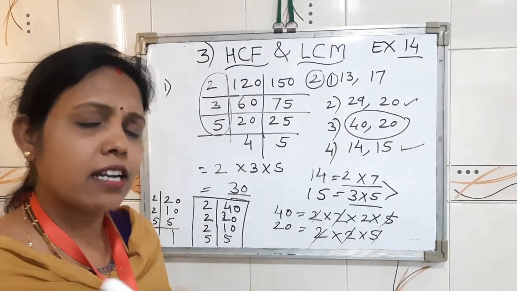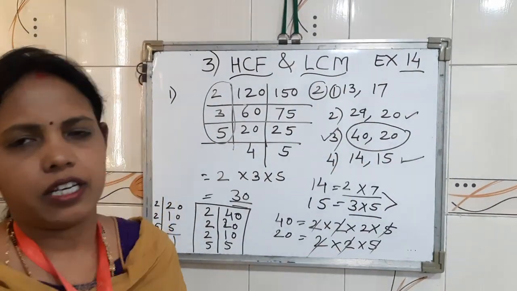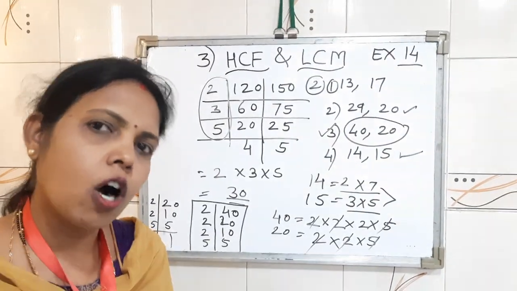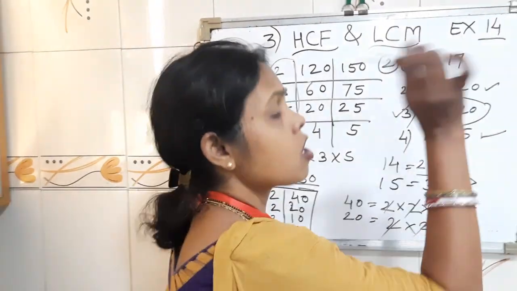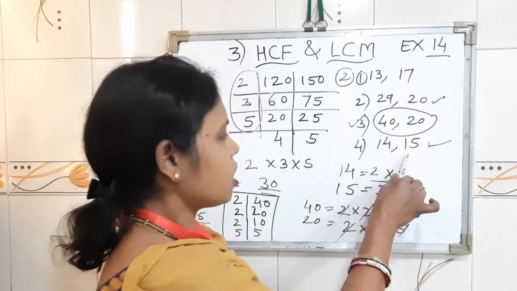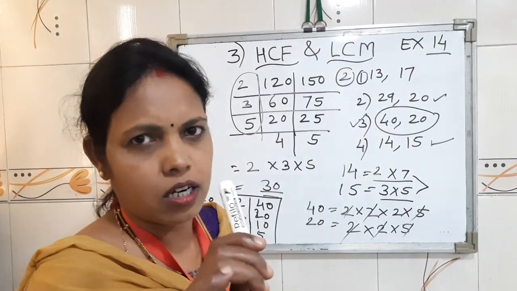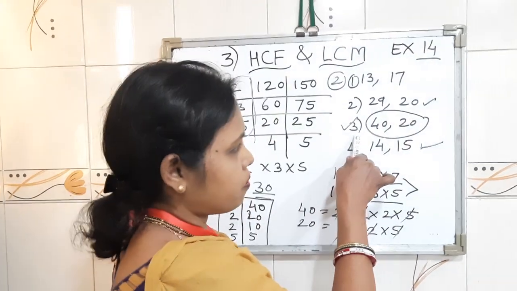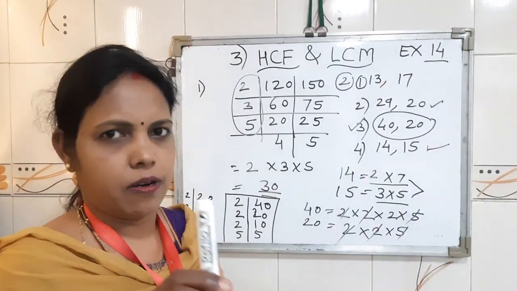Then which pair is there, children? That pair is the third one, 40 and 20. I hope you all understood. Here also we got common factor 1. Here also we got common factor 1. Here also, for 14 and 15, we got common factor 1. Only in the third option, 40 and 20, we did not get common factor 1.